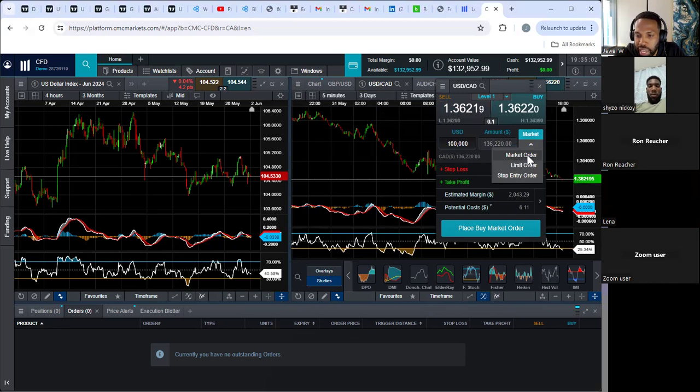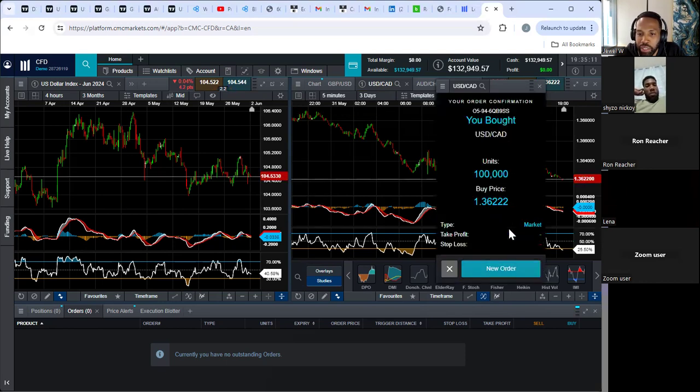Market, whatever the market's at, or you can put a limit. Do you usually go for the market price, or do you go for a limit? It depends. All right, so I'll do it as a market right now. So I just placed it as a market order. Whatever the market price was, the price that they gave me for this one was 1.36222. So that was the market price for that one, right?